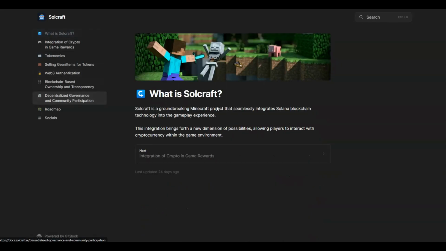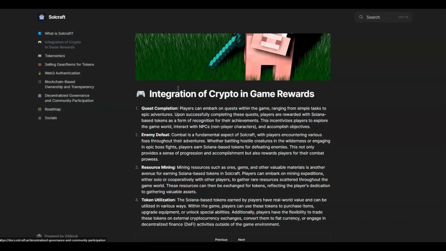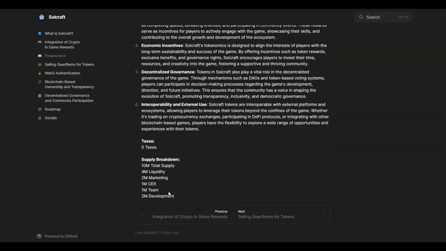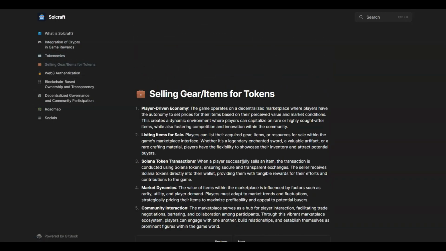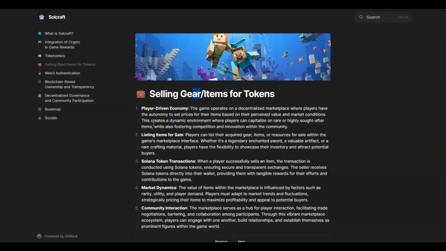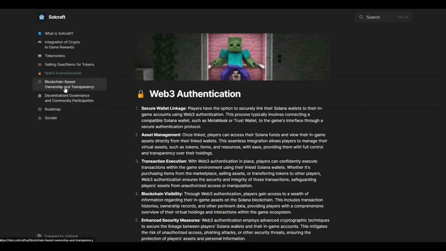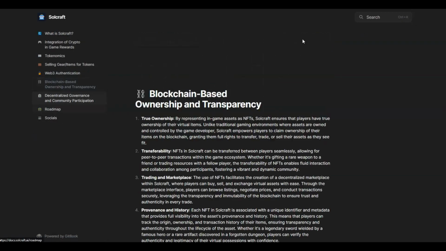So you can go through the docs as well, read about the integration, how they integrated. These are the four main parts, how you're going to make money, as I mentioned. Tokenomics the same. Then, as you can see, you can sell items for tokens, which is good as well, and only connect your Solana wallet, buy some coins, and then use them in game.